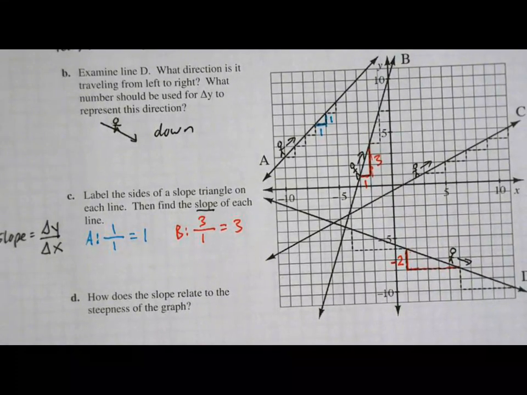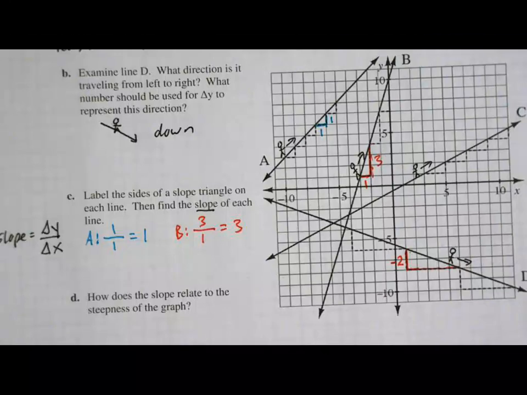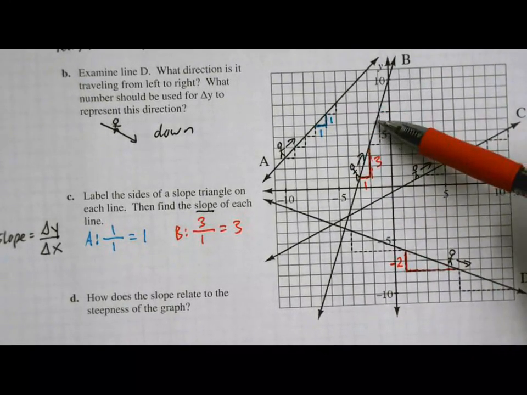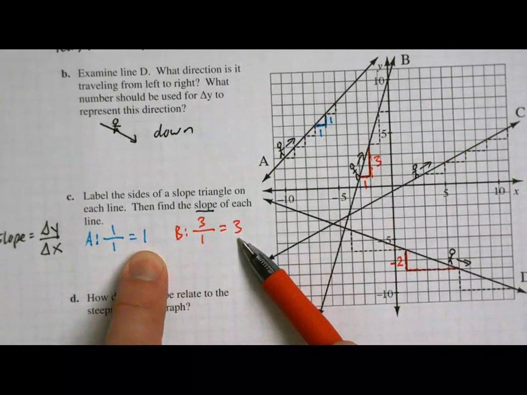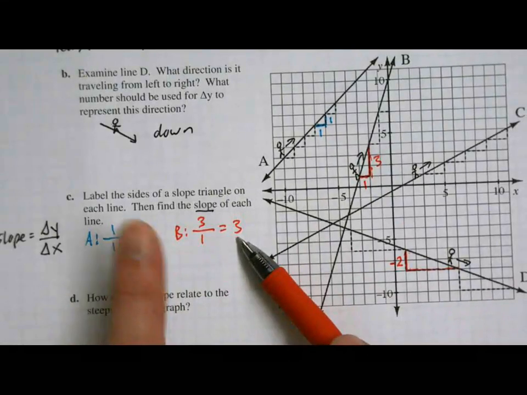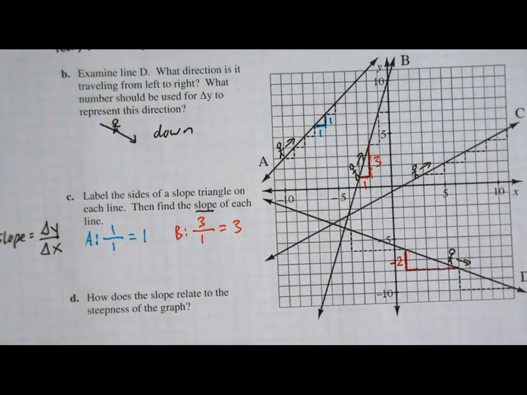Now let's pause for a second here. Which one's steeper, A or B? Well, we can tell visually that this is definitely steeper than this. Can you see numerically that it's steeper also? This number is bigger than this, which means that it must be steeper.